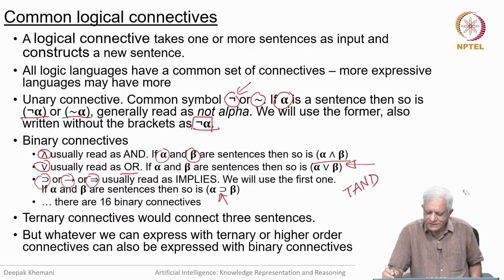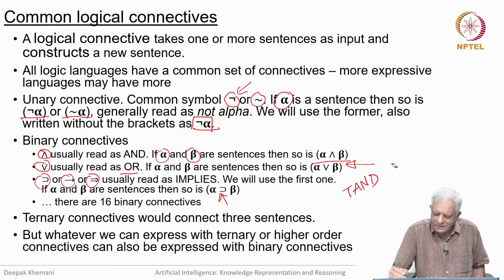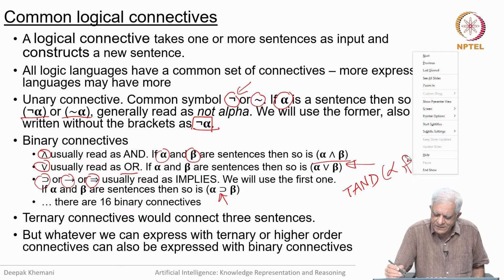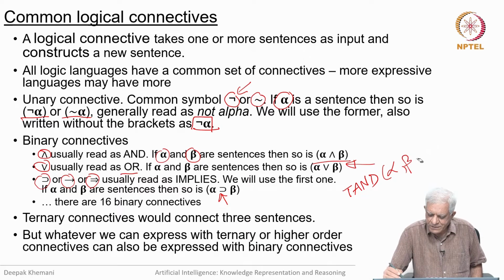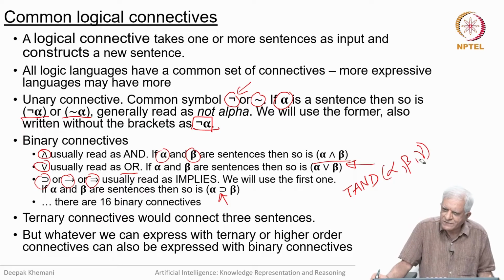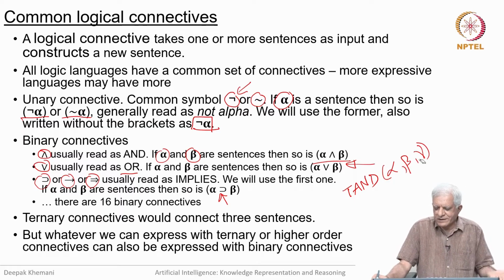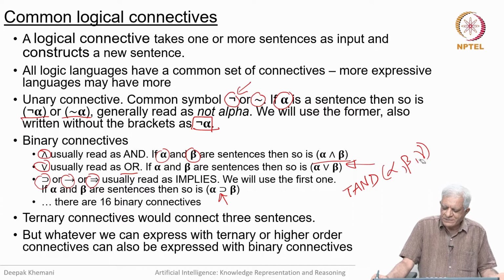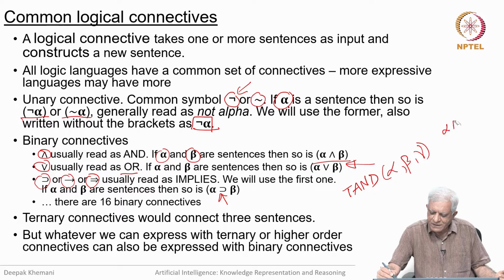So, TAND stands for ternary AND, and what it does is that it takes 3 sentences as input and gives us a new sentence. So, let us say this is a representation of the new sentence, a ternary AND of alpha, beta and gamma. But as you can see, we can very easily replace this by alpha and beta. So, I have got one sentence, and then I apply AND again to that and get gamma.